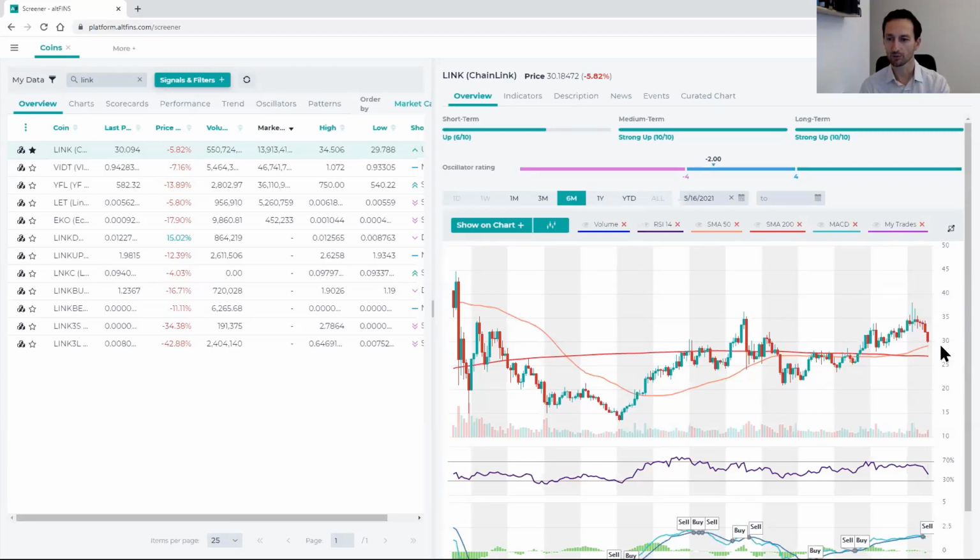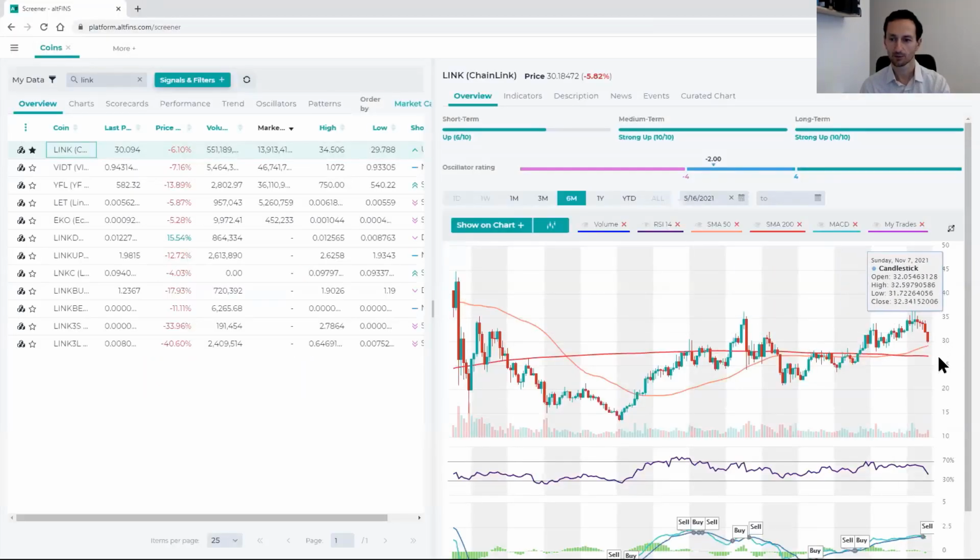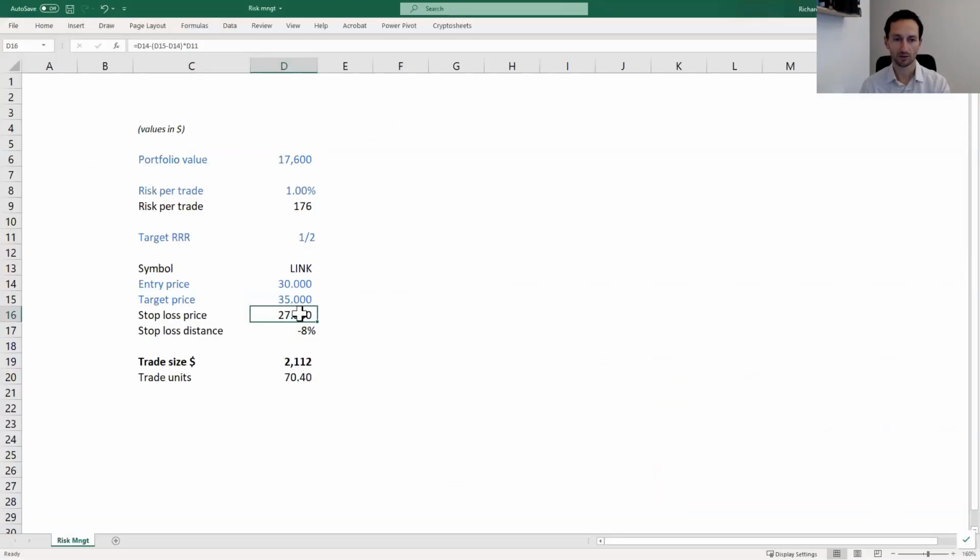Let's say our bet would be that it bounces off of the $30 level, and my target would be about $35, which is the next resistance level. All right, so LINK $35 is my target price, and based on that, there's a formula here that says if your risk to reward ratio is 1 to 2, then your stop loss price should be about $27.50. $27.50 is actually just above the 200-day moving average. I might move it a little bit below that. It might quite well bounce off of that.